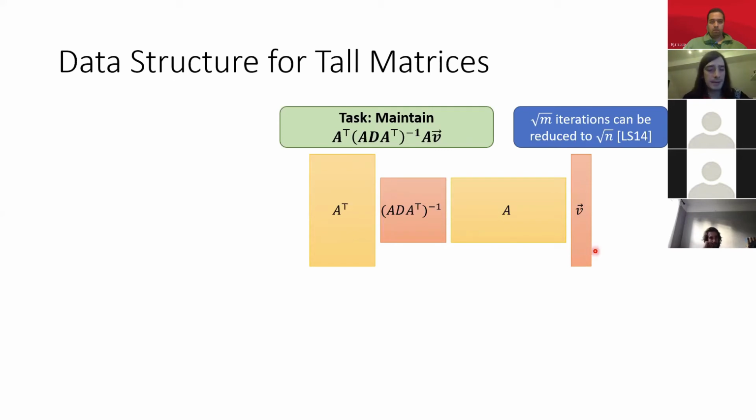Previously, we said we need root m iterations. So we have to repeatedly compute this root m times, but Lee and Sidford a while ago have shown that it can actually be reduced to root n, like the smaller of the two dimensions.